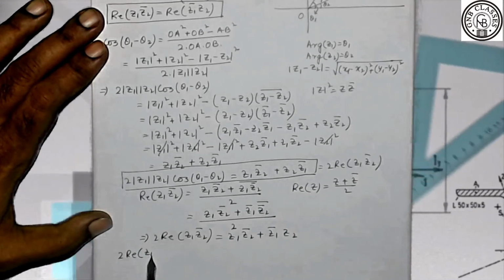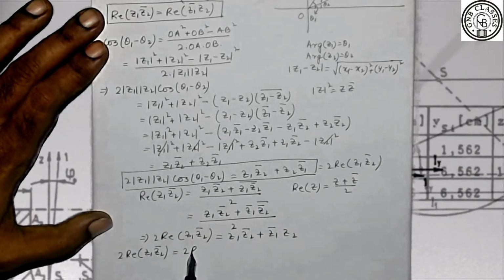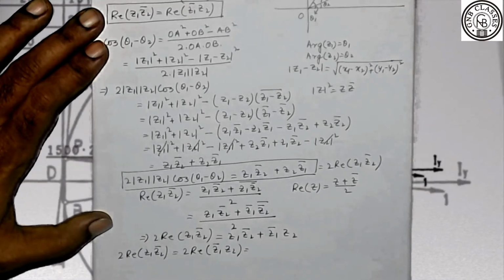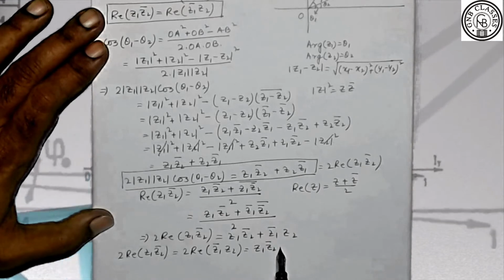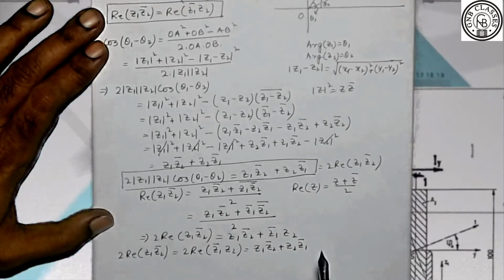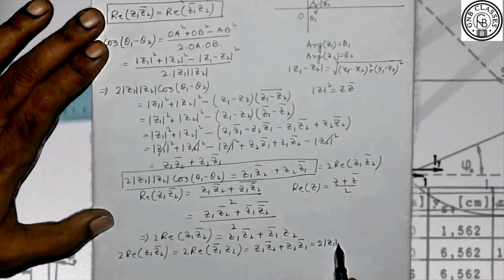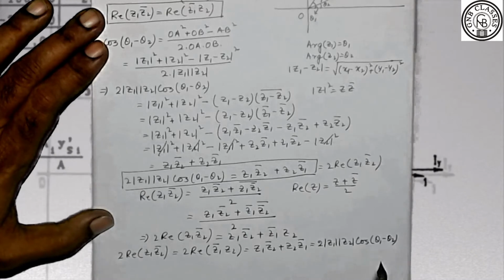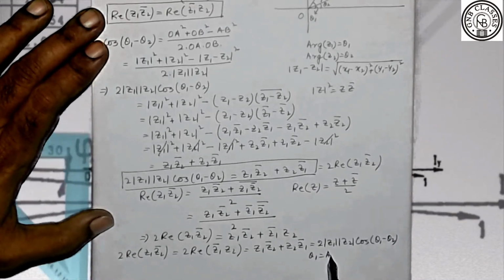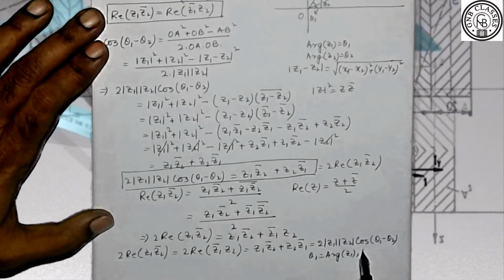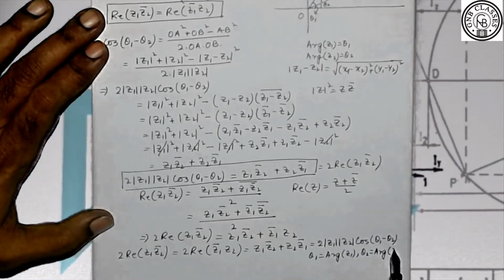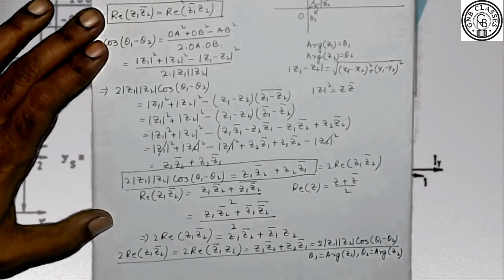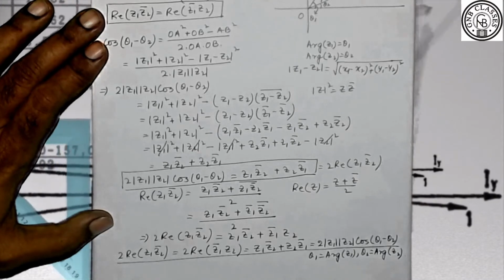The final formula that we got is: 2 real part of Z1 Z2 bar is the same as 2 real part of Z1 bar Z2, which equals Z1 Z2 bar plus Z2 Z1 bar, which is the same as 2 times mod Z1 mod Z2 cos(theta 1 minus theta 2), where theta 1 is arg of Z1 and theta 2 is arg of Z2. Have you understood this? So remember this as a formula. This is a very important formula. We will need this frequently.